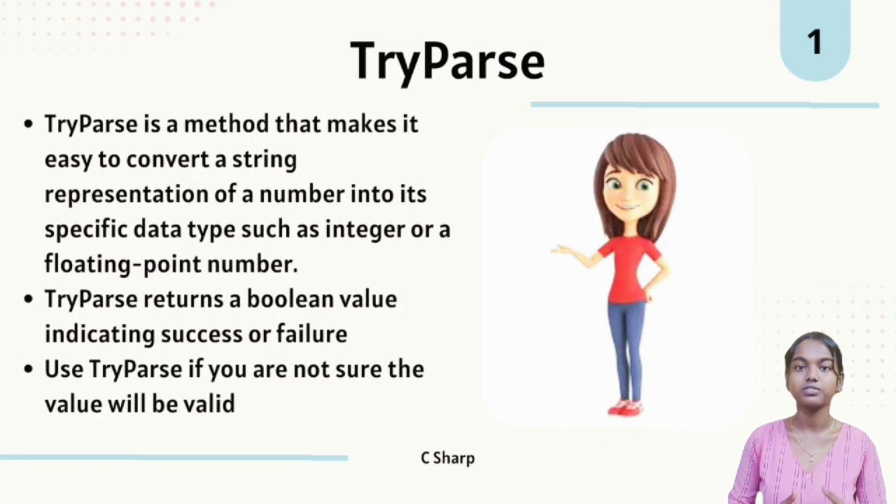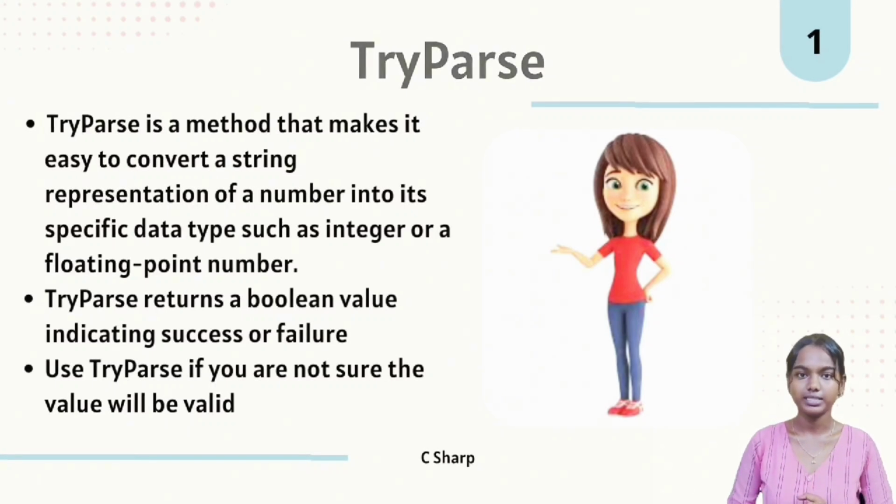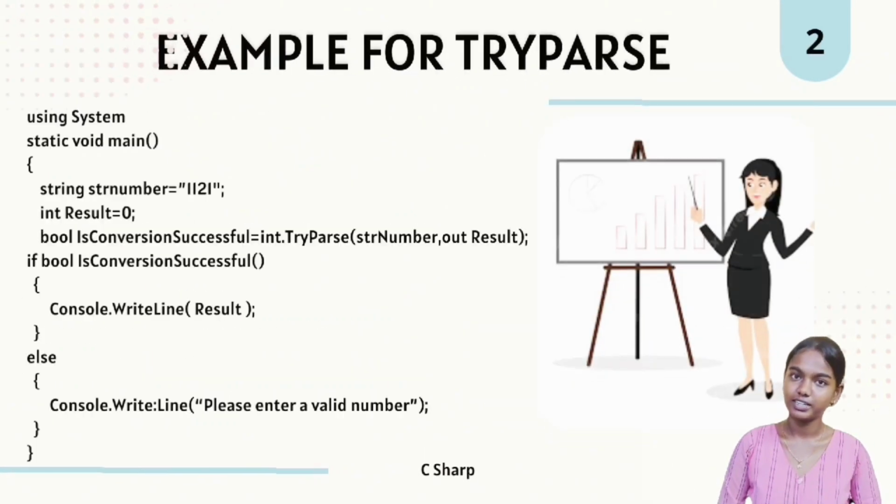If the conversion is successful, the method outputs the converted value to an out parameter. Unlike the Parse method, TryParse is defined to handle situations where the conversion might not be successful without throwing an exception. There is an example of TryParse.